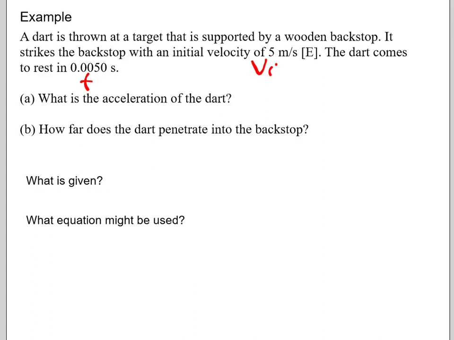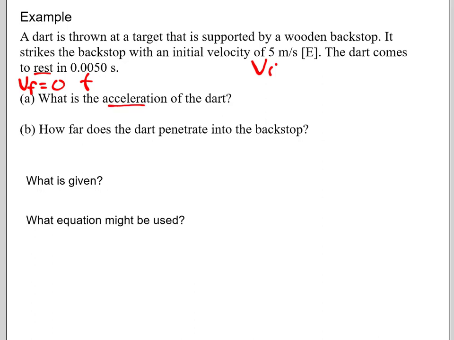Here's the first problem. A dart is thrown at a target that is supported by a wooden backstop. Just setting the scene. It strikes the backstop with an initial velocity. The dart comes to rest. Now there's some hidden information here. Rest means VF equals 0.